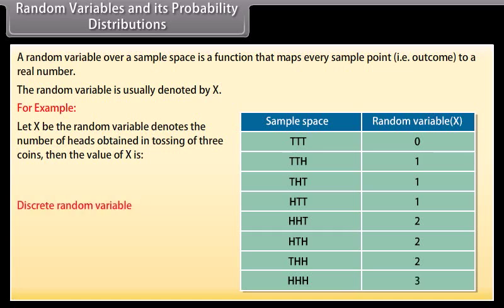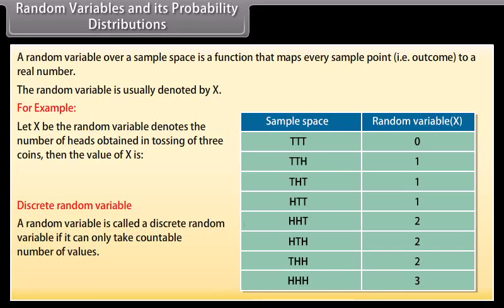Discrete random variable. A random variable is called a discrete random variable if it can only take a countable number of values.